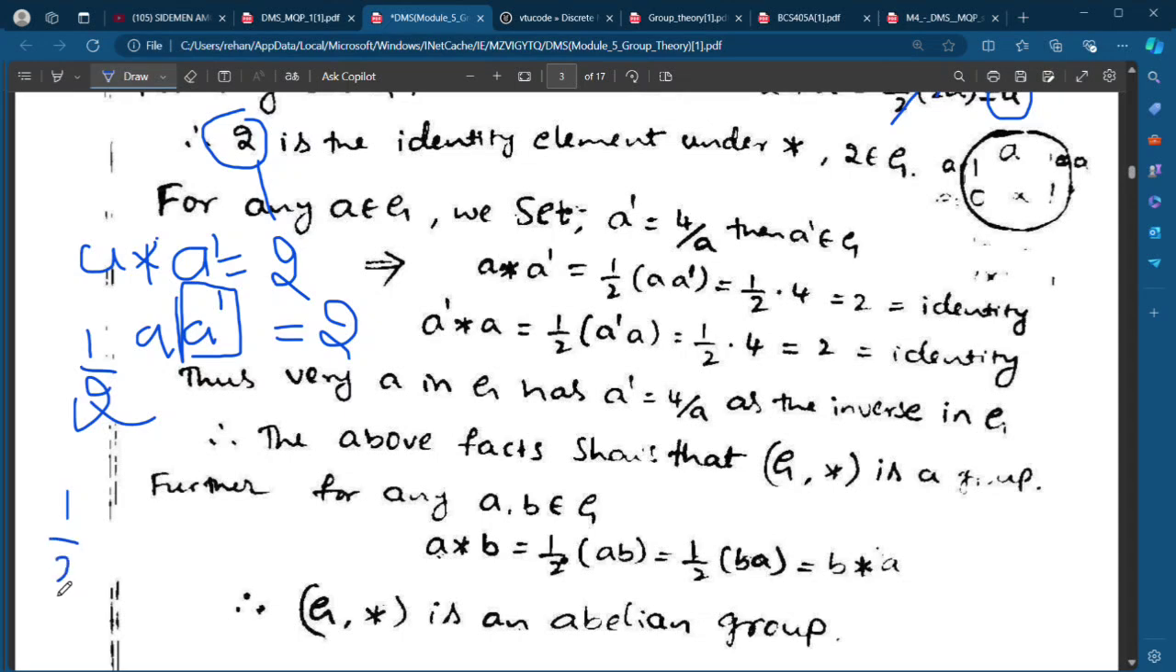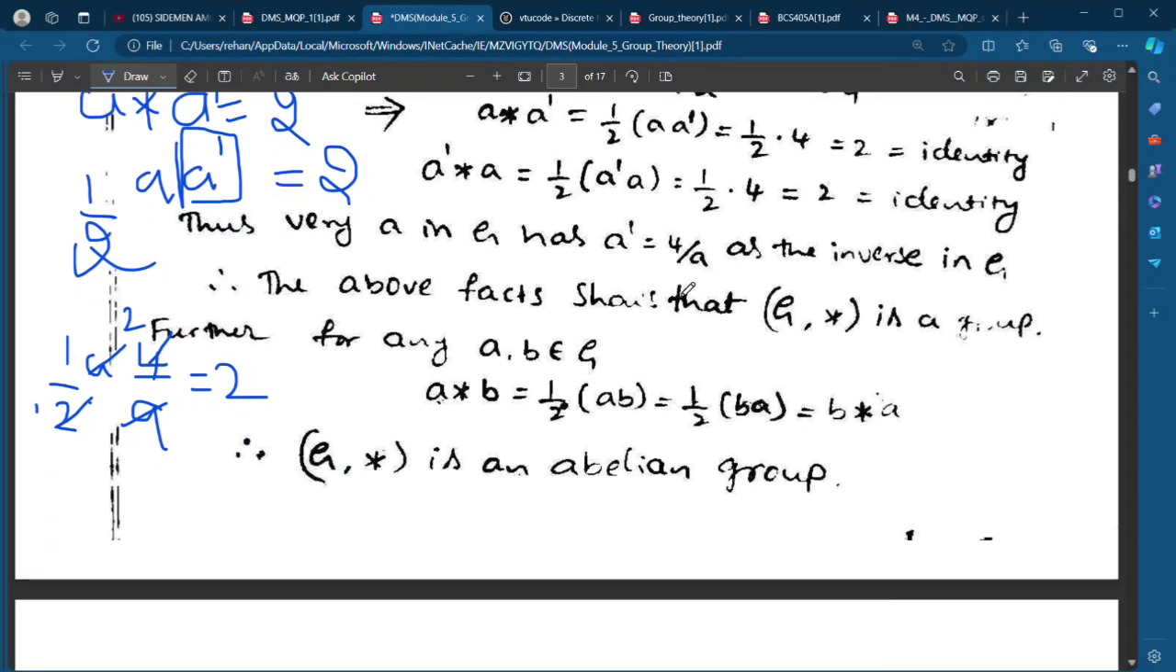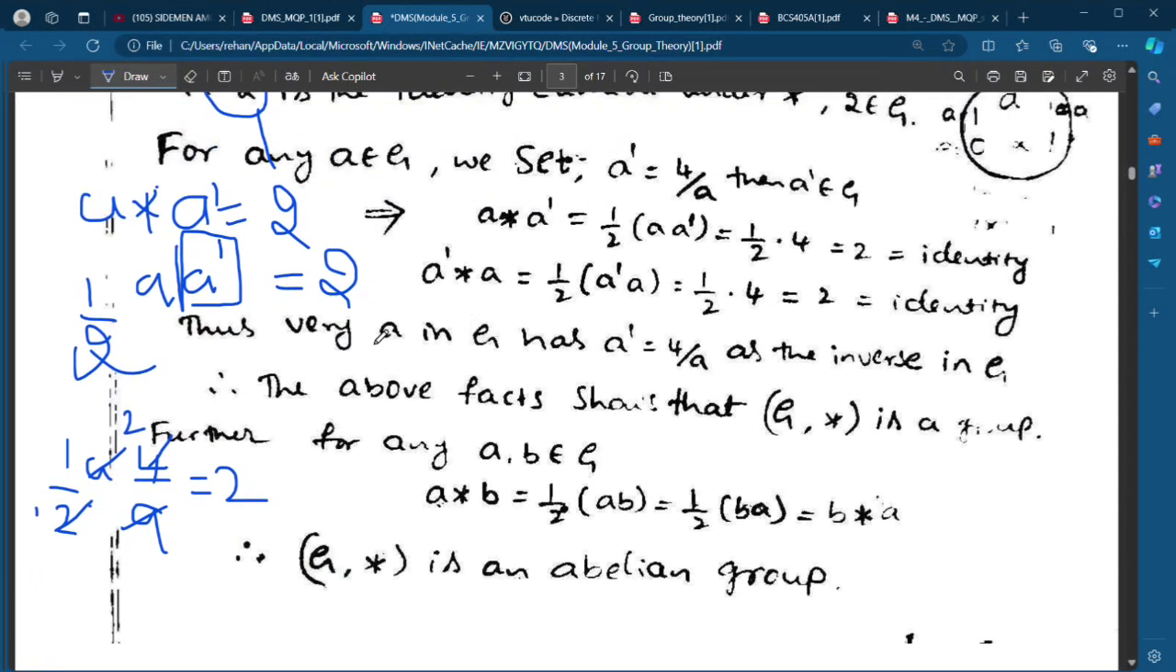So let me write here. Half is there and A is there. If I take 4, this will get cancelled, so 2 is remaining, but still I have A. So let me take 4 by A. If I take 4 by A, then this becomes 2 times, A and A get cancelled, so the resulting answer I am getting is 2. So I will take my A inverse as 4 by A. If I substitute that in the given equation, then I will get 2 itself.